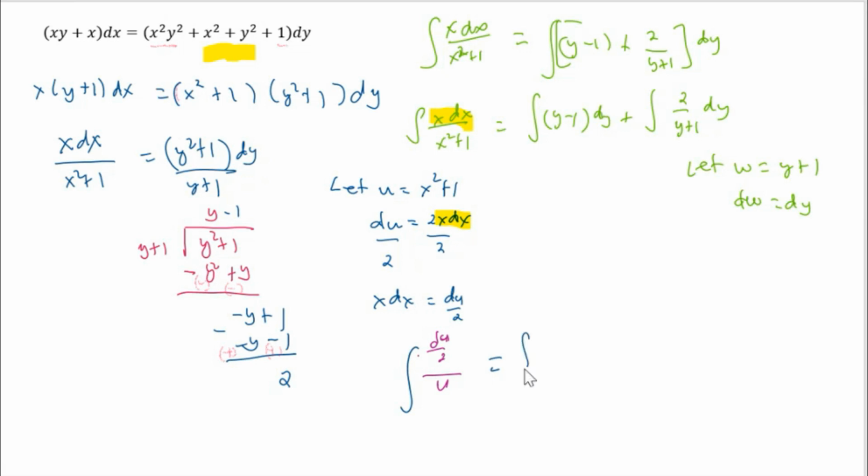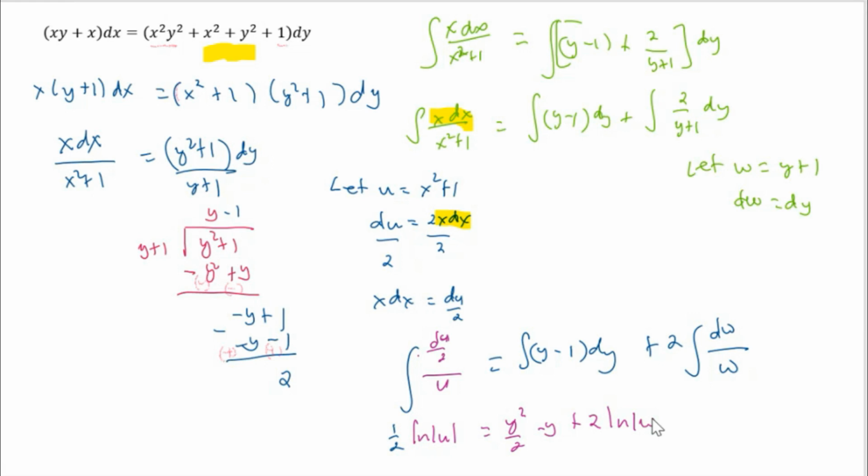Then it is equal to the integral of y minus 1 of dy plus 2 times the integral of dy, which means dw over y plus 1, which is w. Now integrating together all the terms, we can write 1 half the integral of du over u, which means ln of the absolute value of u, is equal to the integral of y minus 1, which is y squared over 2 minus y, plus the integral of the last term, 2 ln of w, plus ln of a constant.